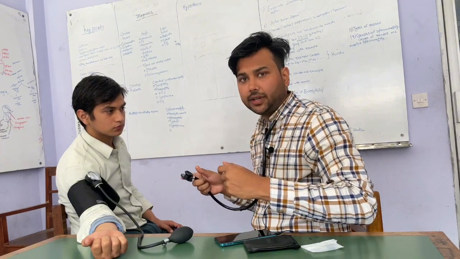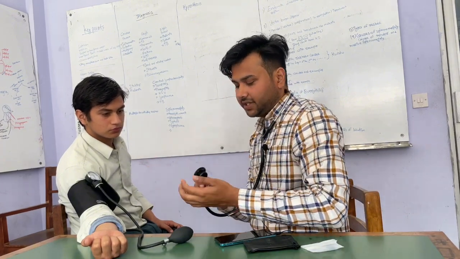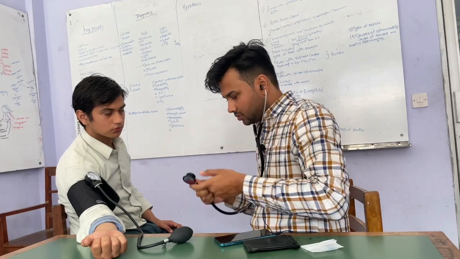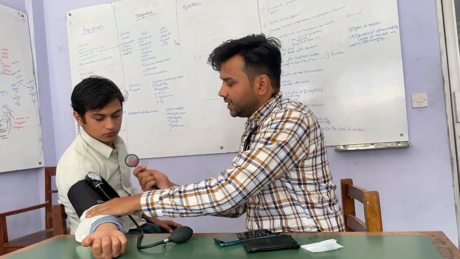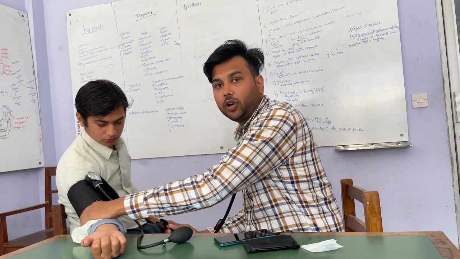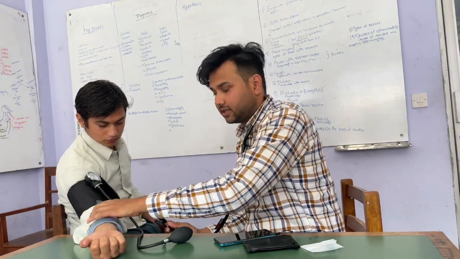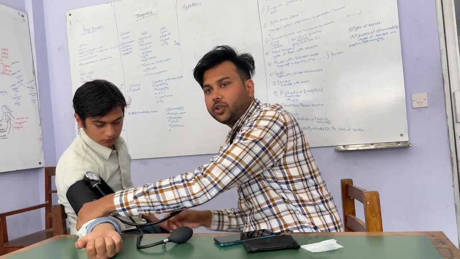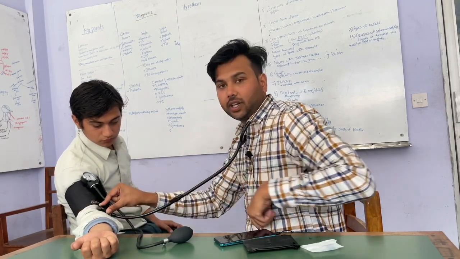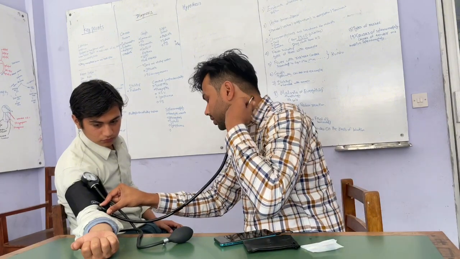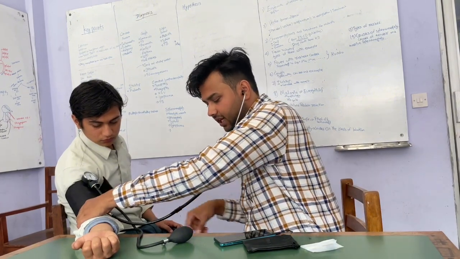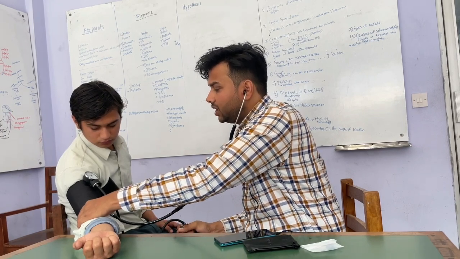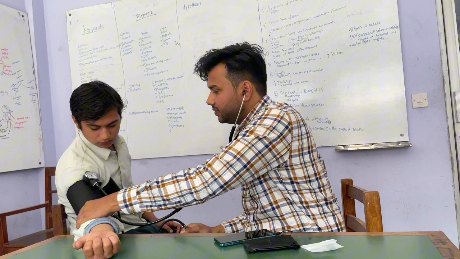wear this, okay, and then check whether it is on diaphragm mode or bell mode. Okay. And keep the diaphragm on the exact spot where you check the brachial pulse, just medial to the bicipital tendon. So somewhere around here. Okay. Right, sir? And then inflate the BP cuff up to 130, or 20 millimeters of mercury above the systolic blood pressure that you found by the palpatory method.